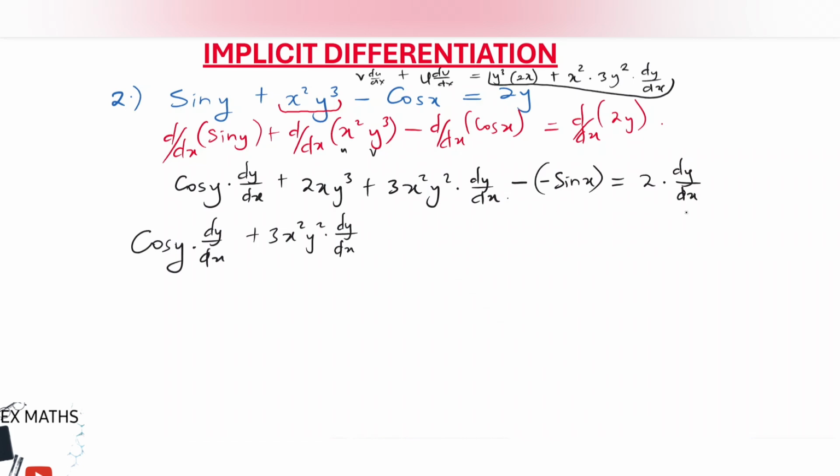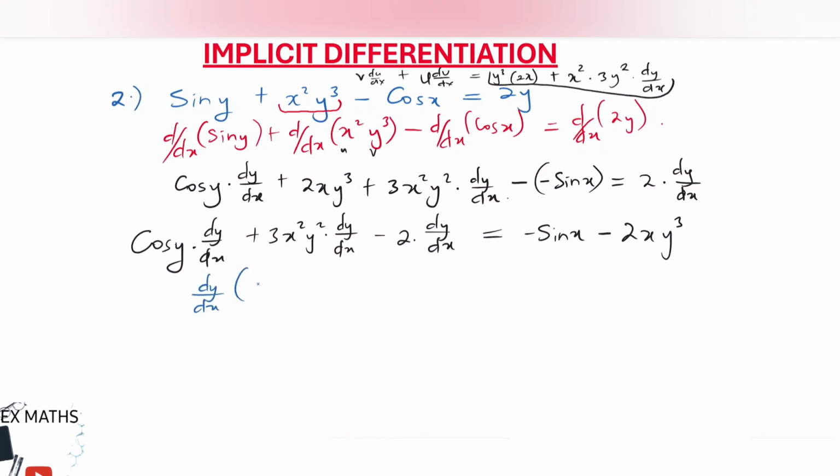Then we are going to take this one, which is on the right hand side to the left, that's going to be minus 2 dy dx. Then this one is positive, so it will go to the right, that is going to be negative sin x. Then we also take this one, it doesn't have dy dx, so it goes to the right, that will be minus 2xy cubed. Then we factorize dy dx.